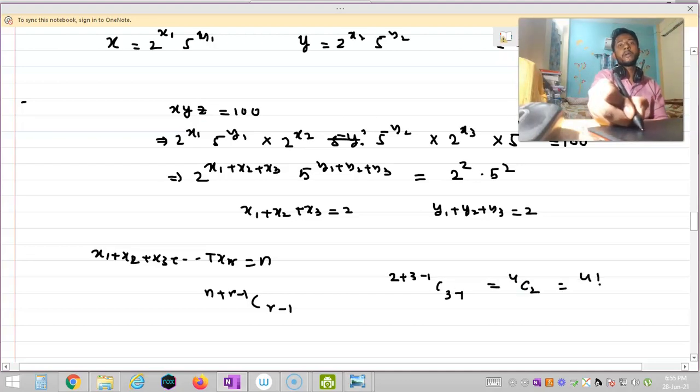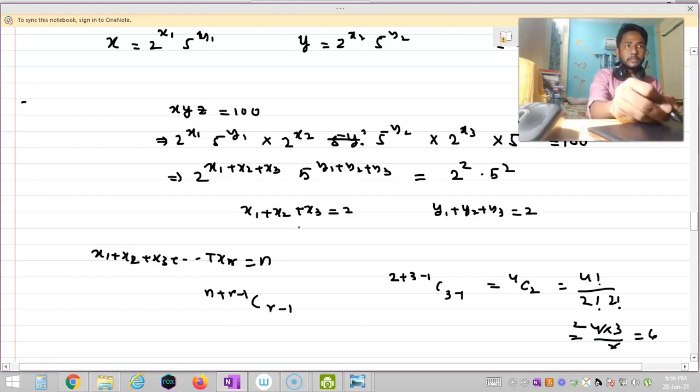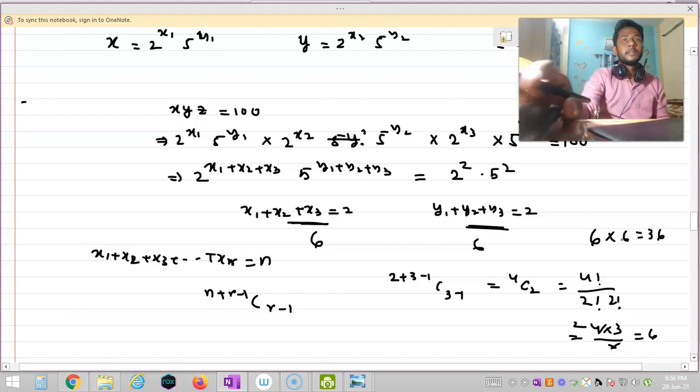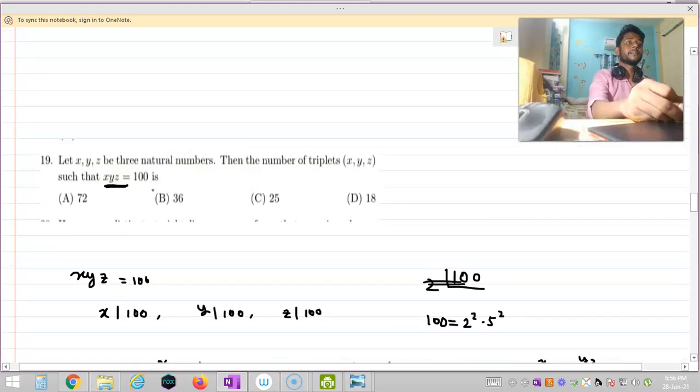So this is 4 factorial by 2 factorial into 2 factorial. So I can say it is 4 into 3 by 2, so this is 6. There are 6 solutions. There are also 6 solutions for the other equation. So the total number of solutions is equal to 6 into 6, so 36. Now let us see the options. Option B is our correct option. That's all about question number 19.